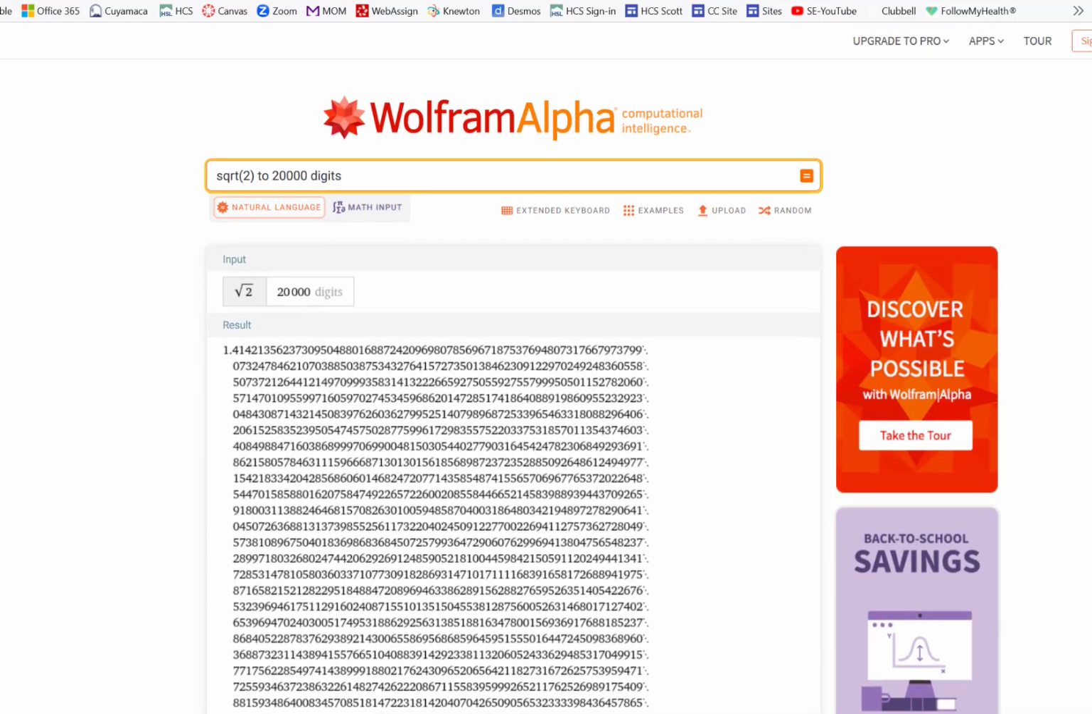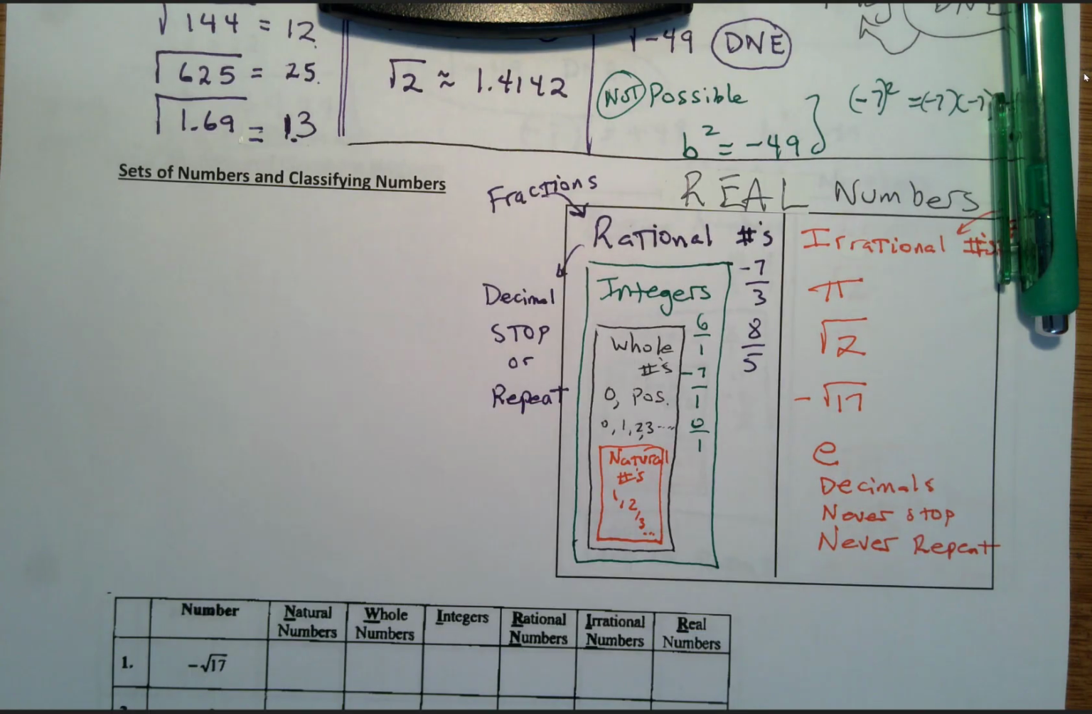But my point is, anytime you see a crazy decimal like that with no pattern in the calculator, it's likely an irrational number. So that's how we know the difference. Irrational numbers like the square root of 2, the decimal will never stop, never repeat.